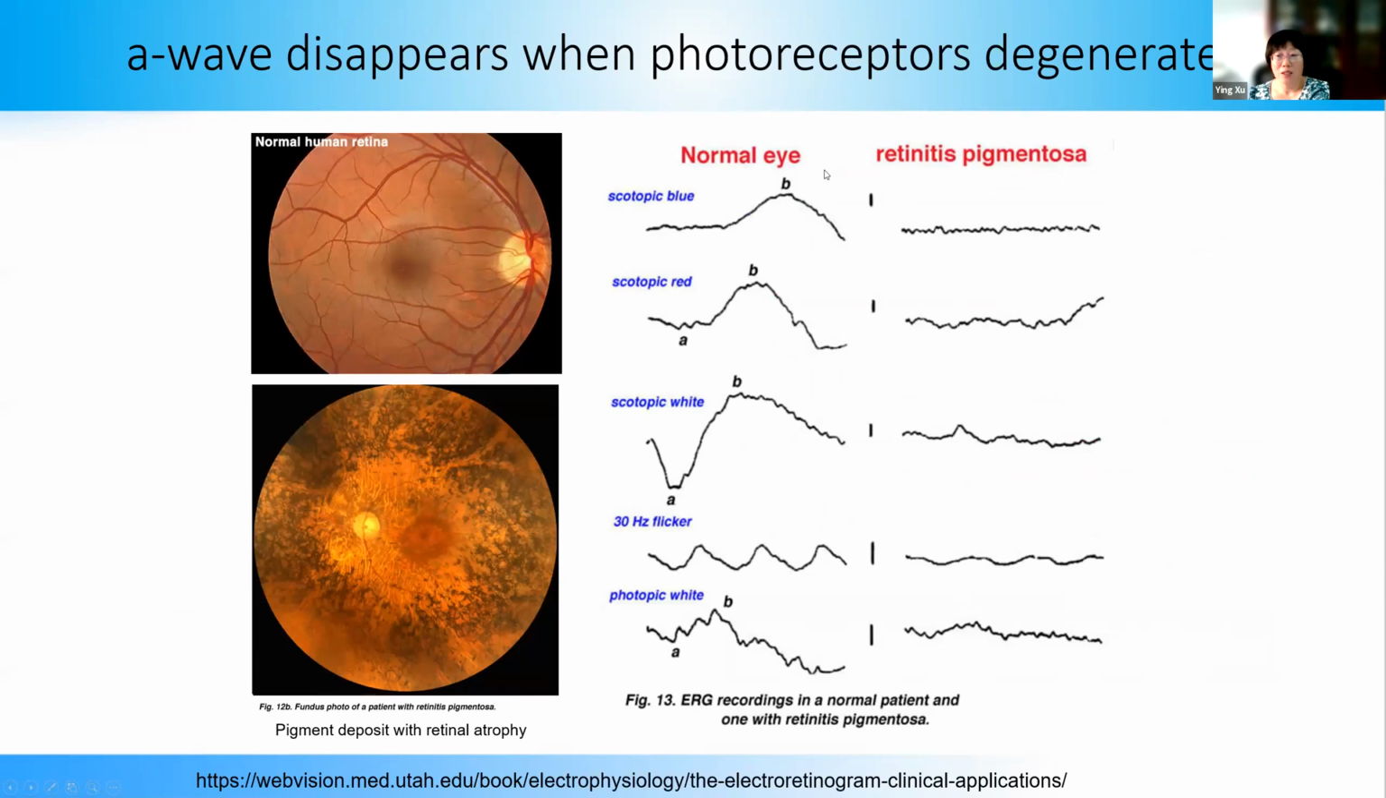And also in the clinic, when photoreceptor degenerative disease occurs, the A wave disappears. The example shown here is a patient with retinitis pigmentosa, where you can see there are lots of pigment deposits, and also retinal atrophy. In the patient with RP, in all the ERG traces, the A wave disappears compared with normal people. So that's solid data to show that the A wave actually comes from the photoreceptors.